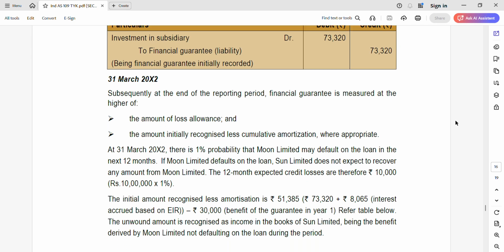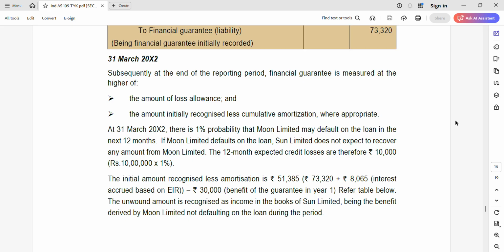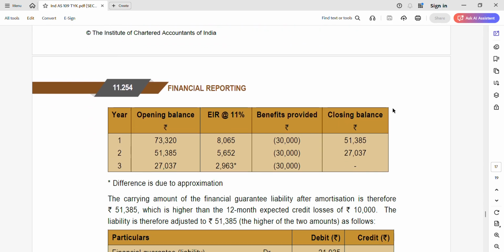So 10,000 or the amount initially recorded, which is 73,320 that we saw in the entry we also passed. So apply the 11%. Be very careful, 11% here and not 8%. If you do that, 8,065, and the benefit provided is nothing but 1,10,000 minus 80,000, which gives you 30,000. So now the closing balance will be 51,385. So 51,385 or 10,000, whichever is higher. Which is higher? 51,385 is higher. So that is the amount, and the carrying amount of the financial guarantee after amortization is 51,385.